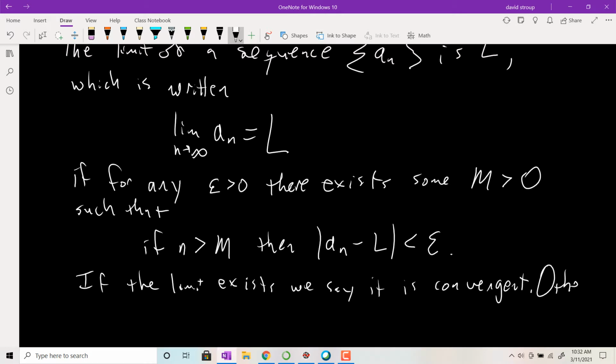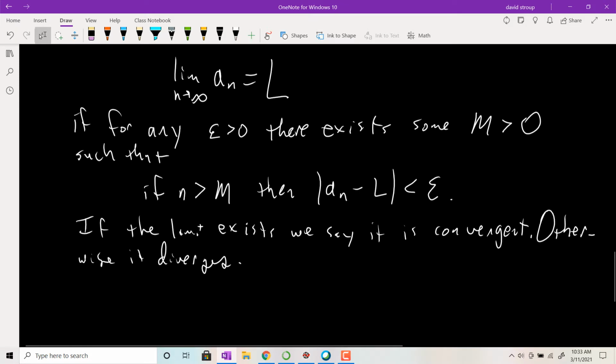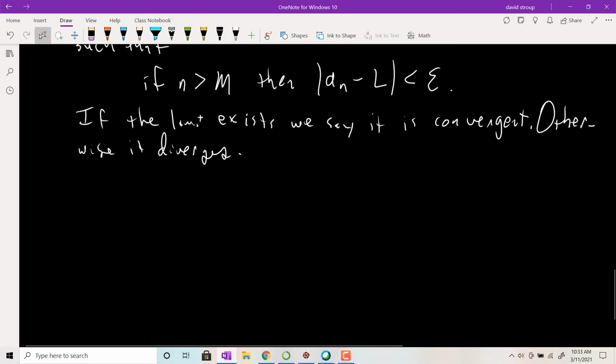Otherwise, we're going to say it diverges. Otherwise, it diverges. Okay, so in our work, convergent is good, divergent is bad. Okay, section 4 then. It turns out we're kind of going to sweep this definition under the rug.